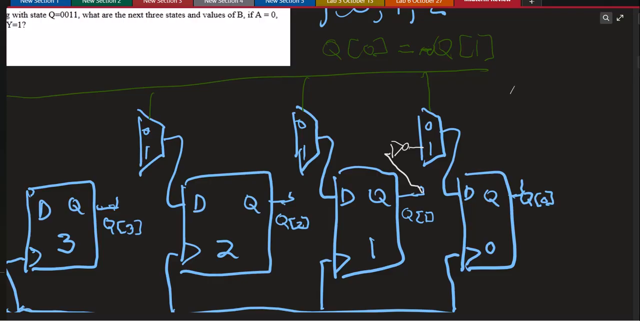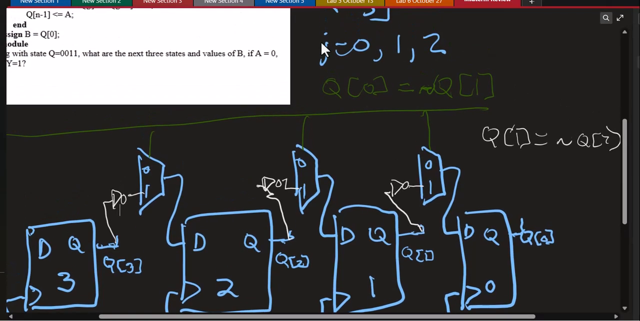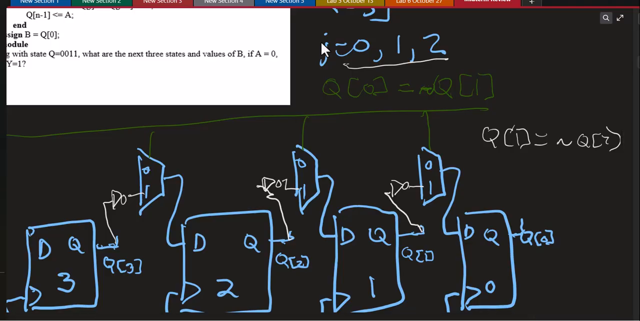So we did 0, now q of 1 would become equal to the not of q of 2. That's supposed to be a NOT gate. And q of 2 becomes equal to the not of q of 3. So I did each of the ones in my for loop. I did 0, 1, and 2. I made them equal to the not of the one bigger than it. That was if y equaled 1.